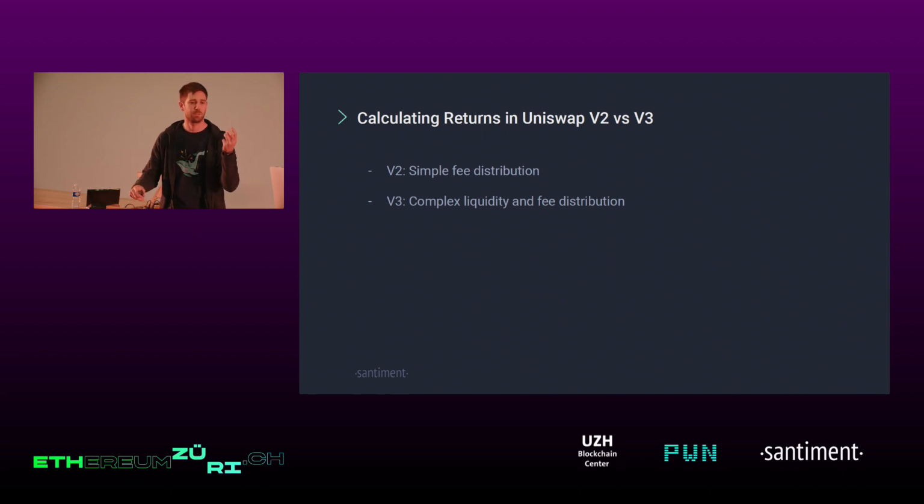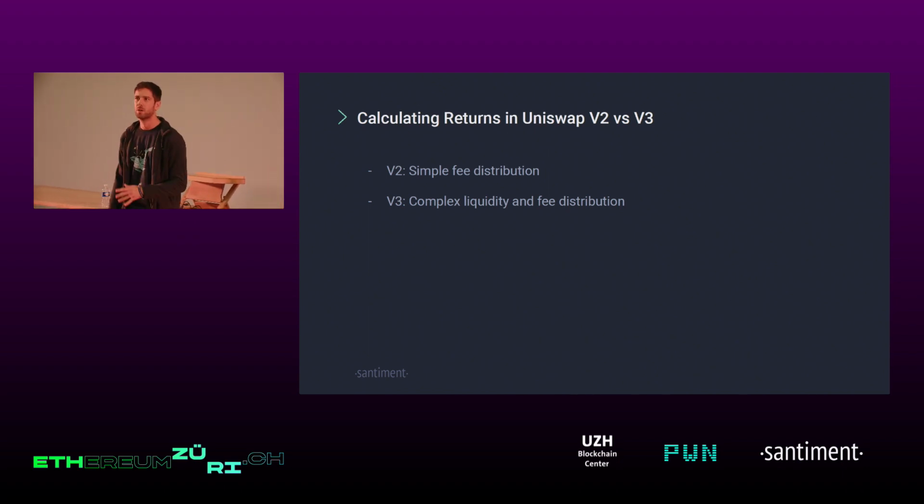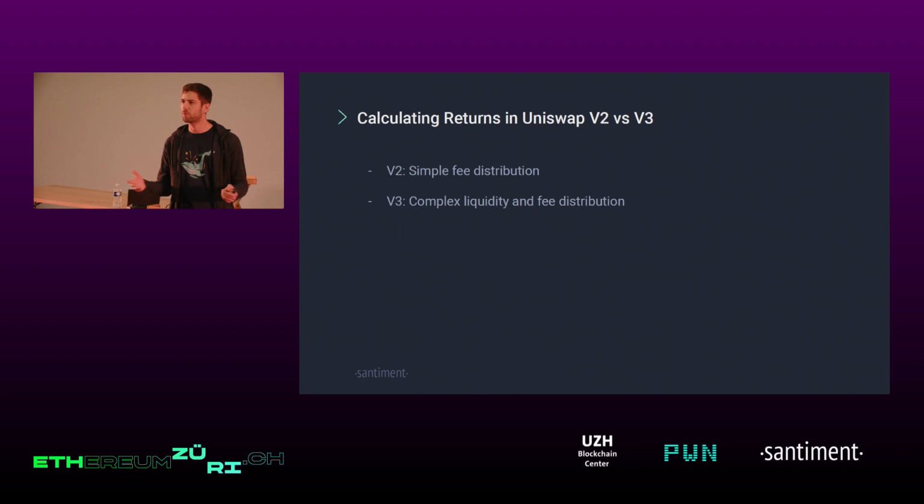So you just take the fees divided by essentially the total amount of liquidity in the pool, and you get the return for that swap. And that's really straightforward. But for V3, it's a lot more complicated because not everyone provides liquidity for every swap, and the liquidity is also not constant. So how do you compute that?